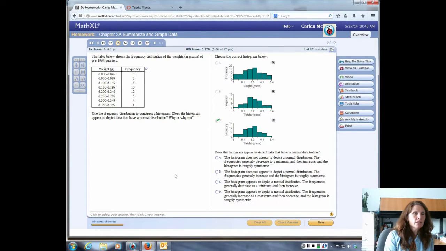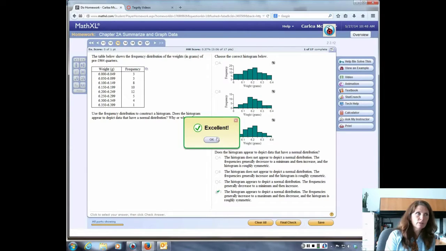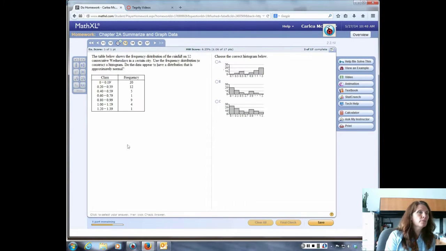And it says, does the histogram appear to depict a normal distribution? You know, it doesn't have to be exact to be normal. And then why or why not? Well, it appears to me to be rather normal. It starts low, it gets high, and it goes back low again. The frequencies generally increase to a maximum and then decrease. It's roughly symmetric. So I would say this one. It's not perfect, but it's roughly. All right, so that's something to think about.